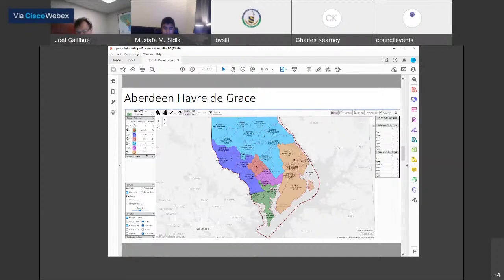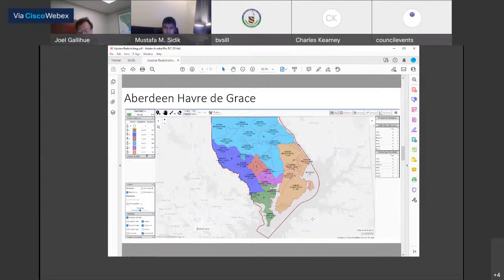Bel Air, Havre de Grace, and Aberdeen are the three municipalities in Harford County. But these two particular municipalities came to an observation that there would be benefits to having a councilmanic district that contains the two municipalities. So you can see that here in this map in F. And in order to do that, of course, they had to make changes to the other districts so that they could meet the other tests of compactness, even differences in population. So they did that.